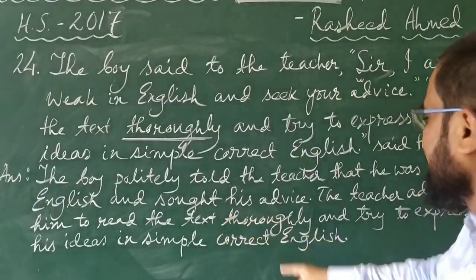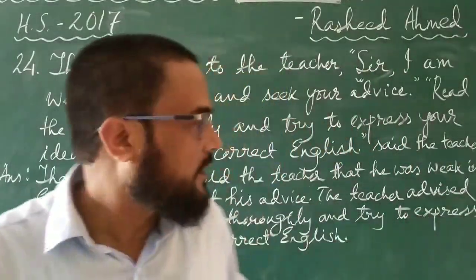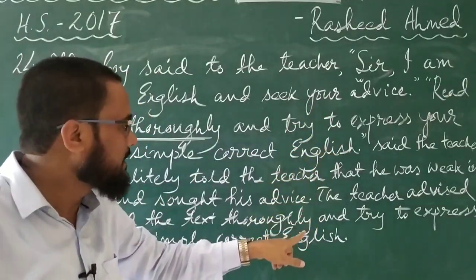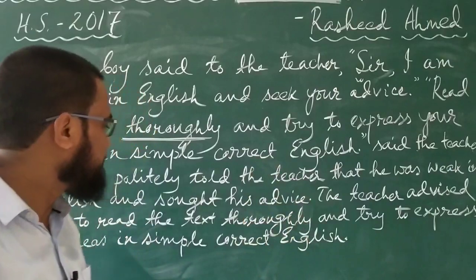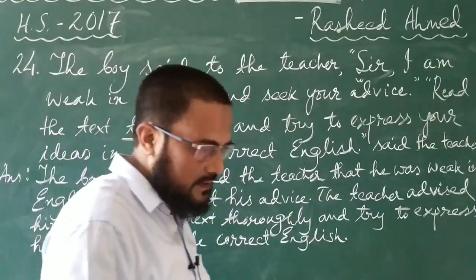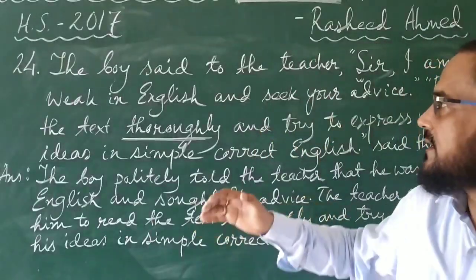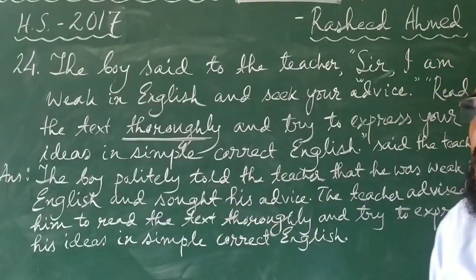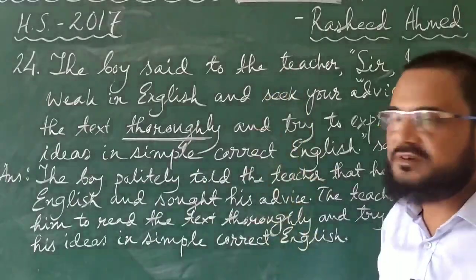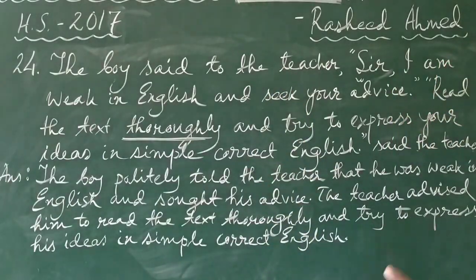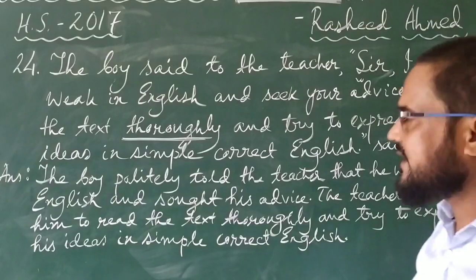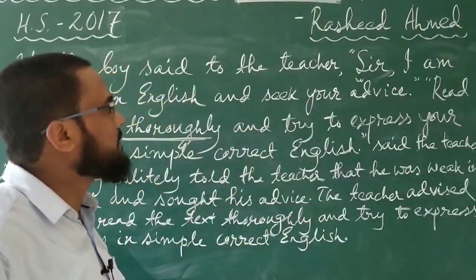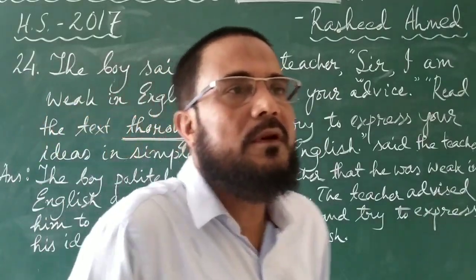To read the text thoroughly and try to express, in the direct narration it was your ideas, and in indirect narration it became his ideas in simple, correct English. So the use of sir and then the way we have used politely, that is the most important thing to keep in mind here. Let us see the question and the answer again. The boy said to the teacher, "Sir, I am weak in English and seek your advice. Read the text thoroughly and try to express your ideas in simple, correct English."